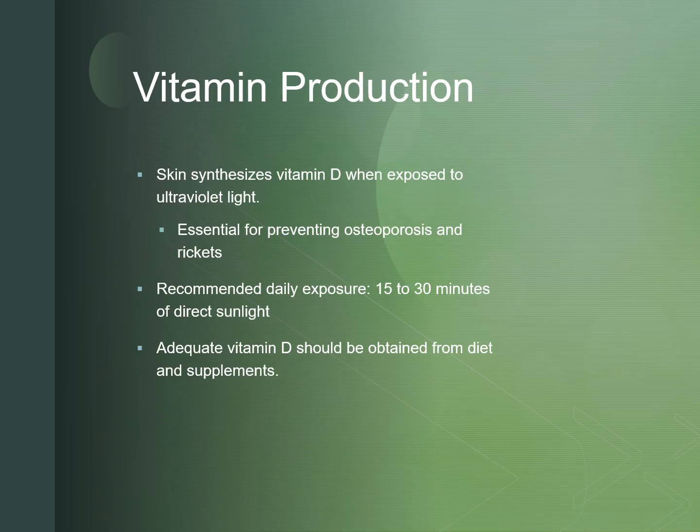The skin also plays a role in vitamin D synthesis when exposed to ultraviolet light. So vitamin D is essential for calcium absorption and bone health. So a deficiency in this can lead to osteoporosis in adults and rickets in children. About 15 to 30 minutes of direct sunlight daily can really help support vitamin D production, but this can vary based on skin tone, geographic location, and season.